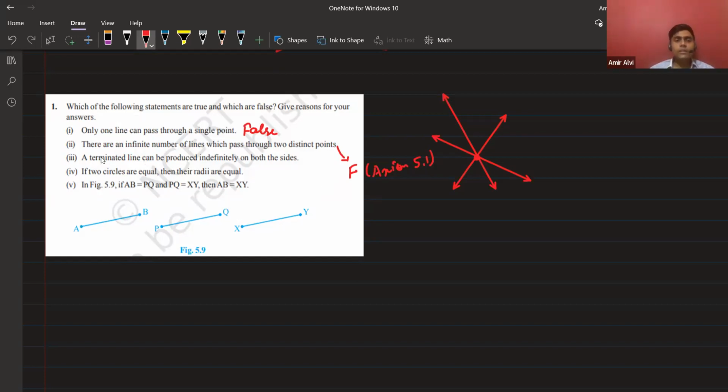A terminated line can be produced indefinitely on both sides. False or true?